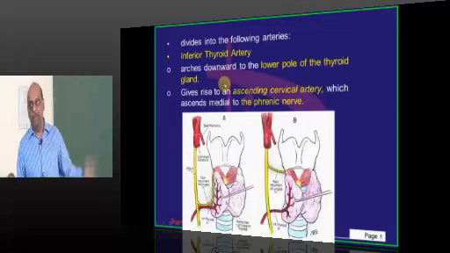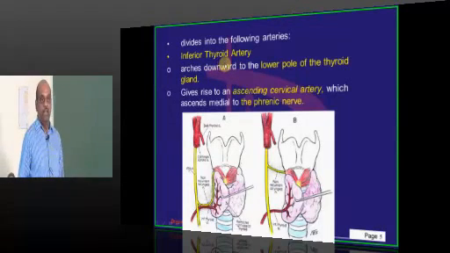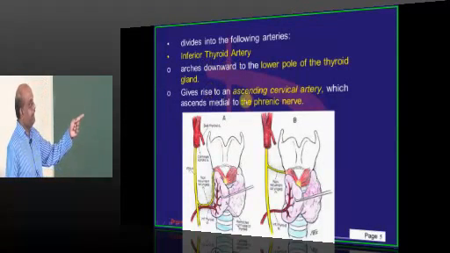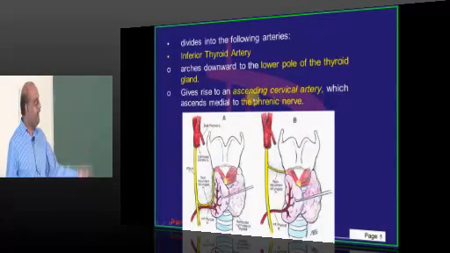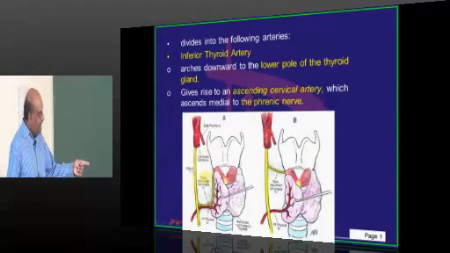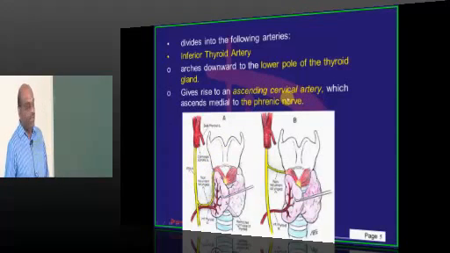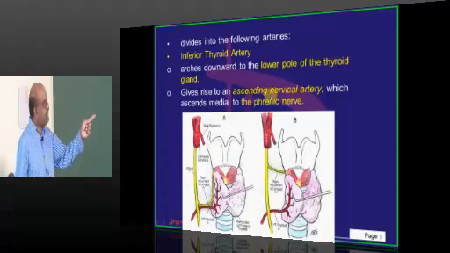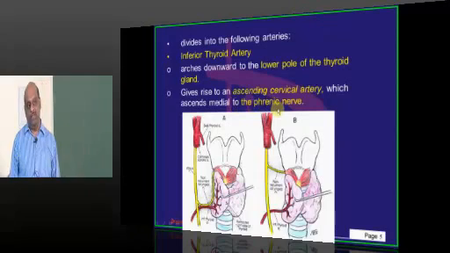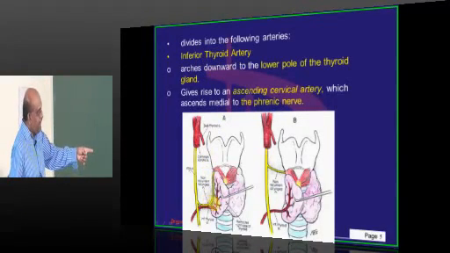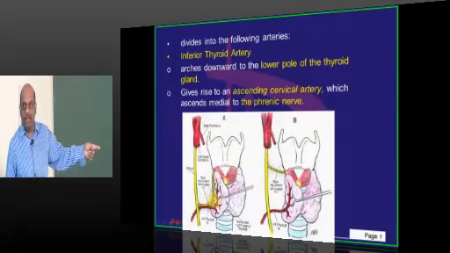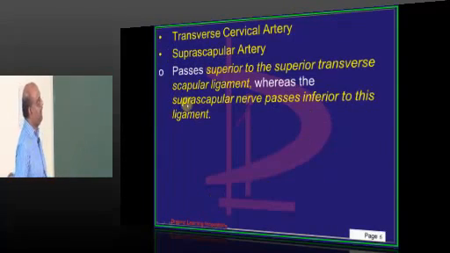So the inferior and superior thyroid arteries are different. The inferior thyroid artery in turn will be giving rise to the ascending cervical artery. And why we need to remember is that the ascending cervical artery is in a very close relationship with the phrenic nerve, and the inferior thyroid artery is in a very close relationship with the recurrent laryngeal nerve. That's the reason we need to remember.